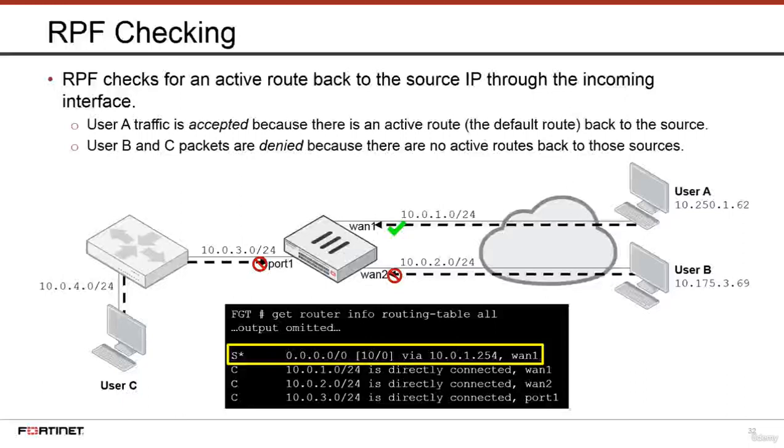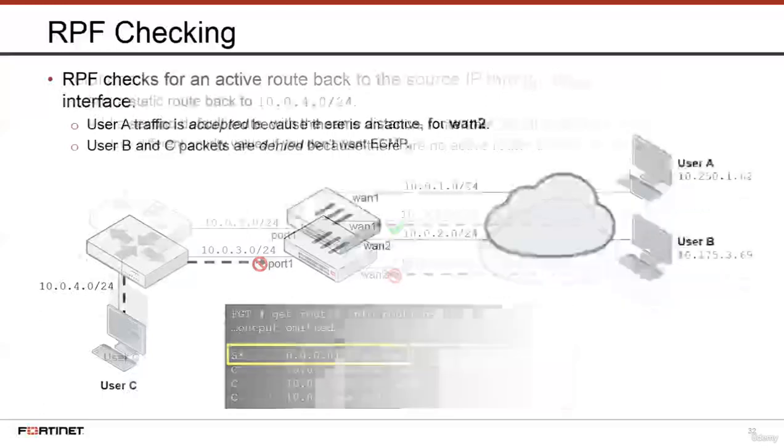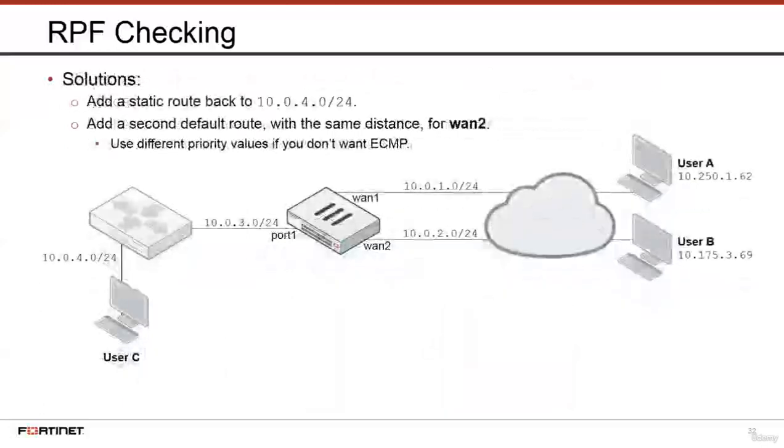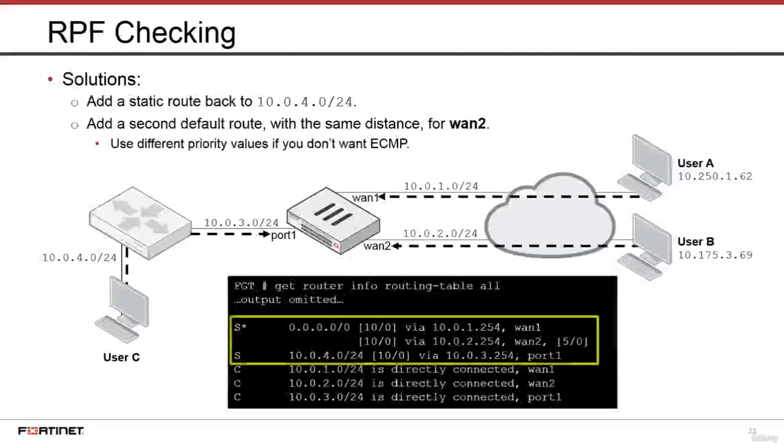RPF checking. So how can you fix this problem? The first problem is fixed by adding a static route to 10.0.4.0/24 through port 1. Now, when FortiGate runs the RPF check for user C's packets, it finds the active route to the subnet through port 1 and the packet is accepted.